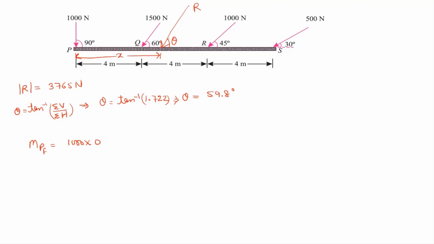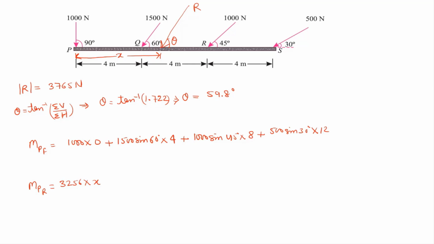1000 into 0. This is a force which is already passing through the point P, so the perpendicular distance from this point P is 0. Now similarly for this 1500 Newton, we have to take only the vertical component of this force, so it will be 1500 sin 60 degree into 4 plus 1000 sin 45 degree into 8 plus 500 sin 30 degree into 12, and the moment at the point P due to the resultant force will be given by 3256 into x. Here we have taken only the vertical component of the resultant force.